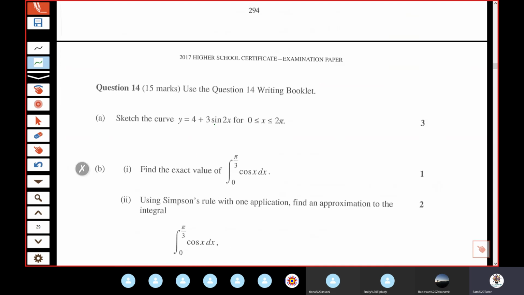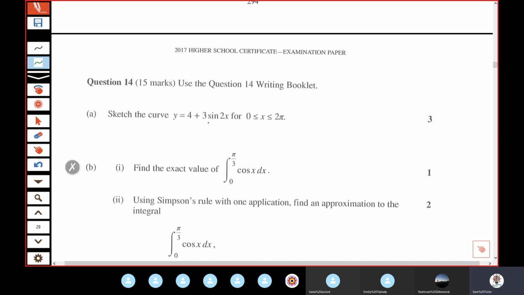Sketch the curve. I think we've done trig curves. Yes, rings a bell. So we have sine 2x. Did we do trig graphs in year 11? Period and amplitude of trig graphs. Yeah, I'm pretty sure we did. So I'm going to say A is allowed.